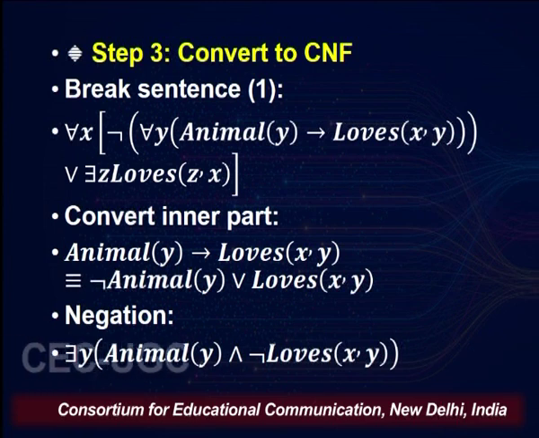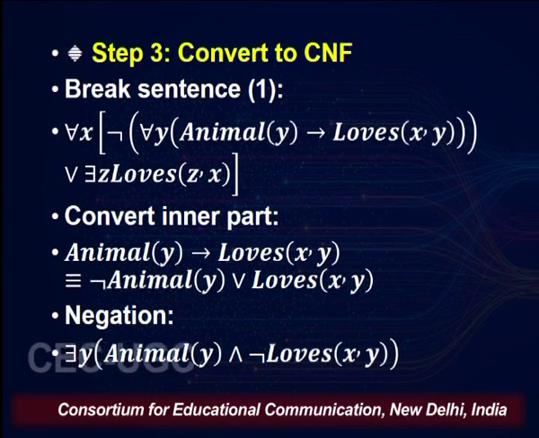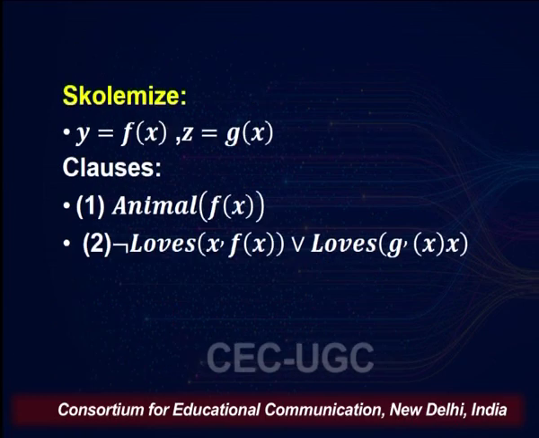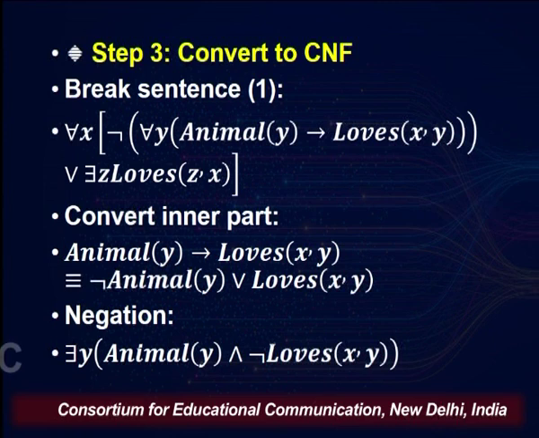Then there is a kind of negation which says there exists y, animal(y) and negation of loves(x, y). So, we have taken negation in this way. Then here we have the existential quantifier also, there exists y and there exists z. Now, in the conversion of FOL to CNF, the first step was to remove the implication, the second was to move the negation inward.